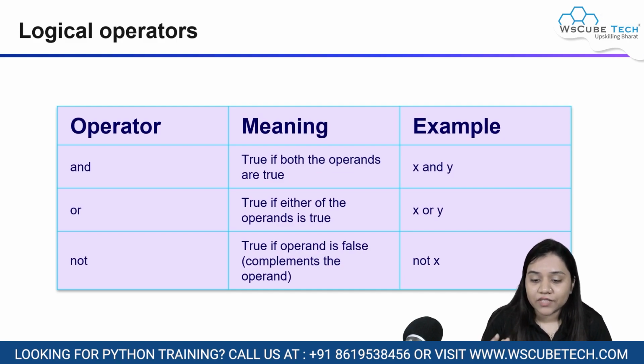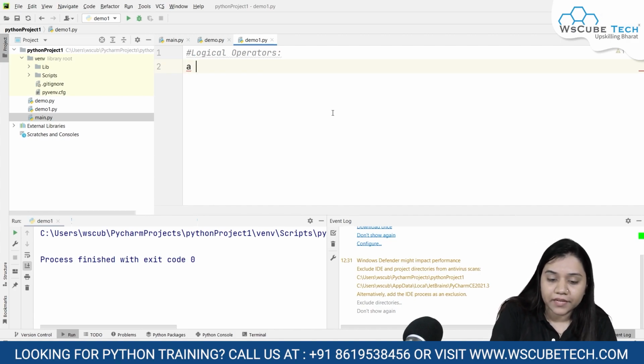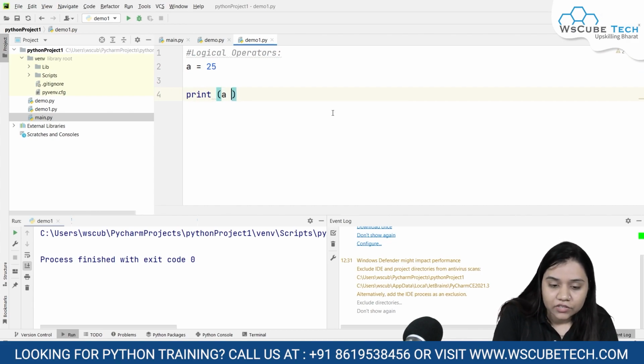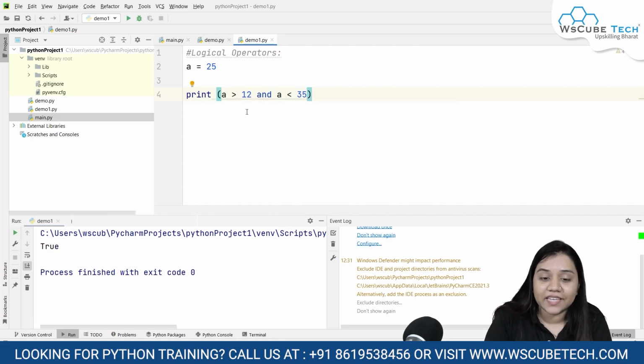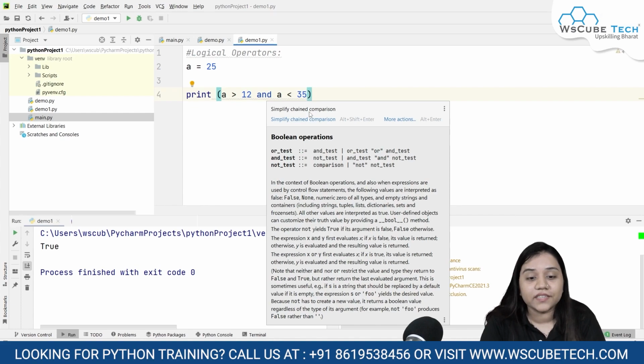So let's understand it with the help of an example. First of all, we will be talking about the AND operator. I'll be considering a case of a variable a equals 25. I'll be printing that a should be greater than, let's say, 12 and a should be smaller than 35. Now let's run and see what happens. It gives us true. Why? Because here a is satisfying both the conditions: a is greater than 12 and at the same time a is smaller than 35.